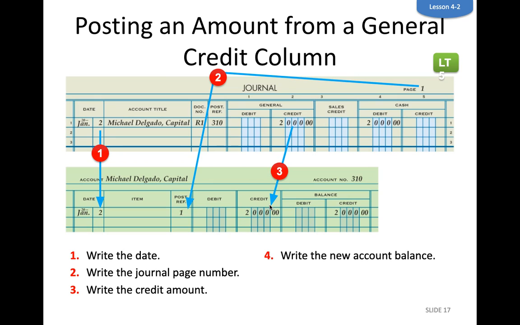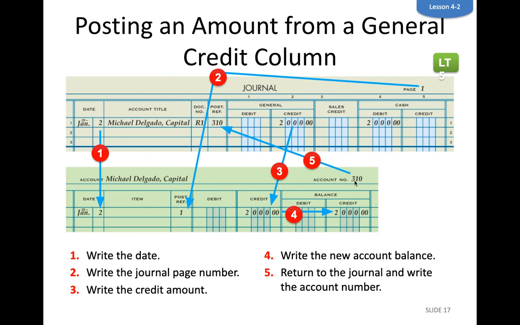And then 4, we're going to move to the account balance columns and carry that over. Well, that was a credit of $2,000. Now we're going to record a credit of $2,000 over there. Return to the journal and write the page number or the account number in the posting reference up there.